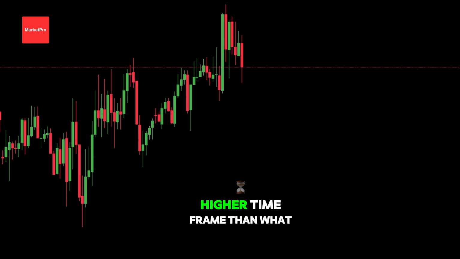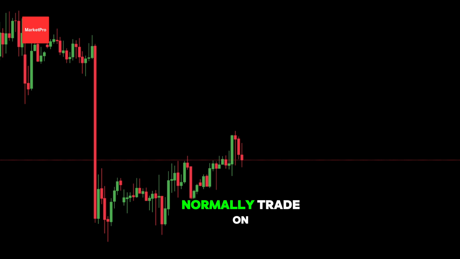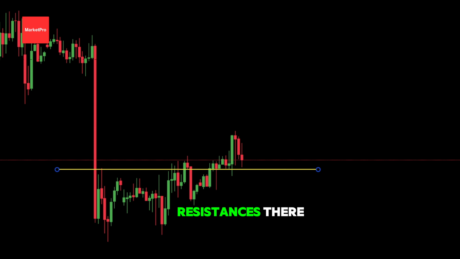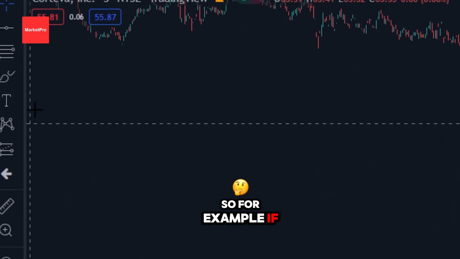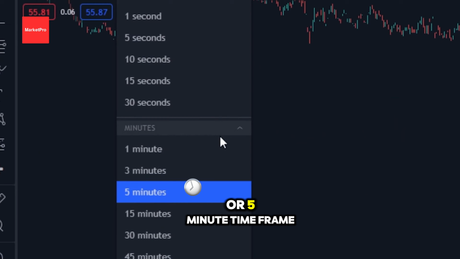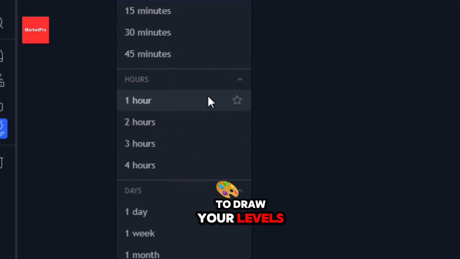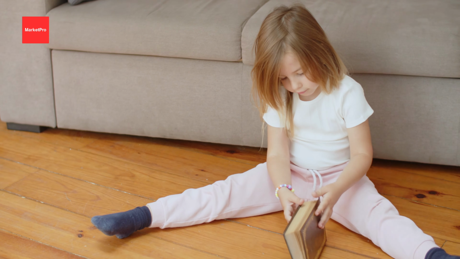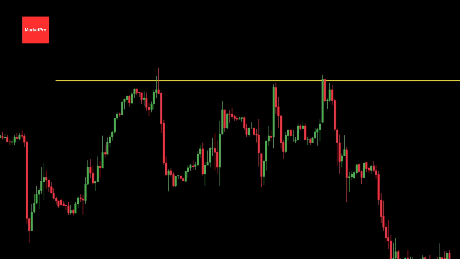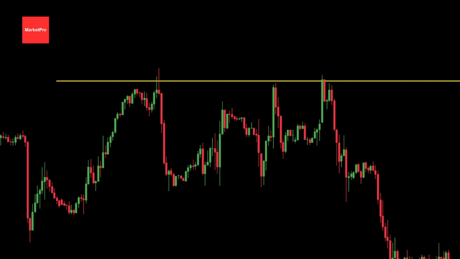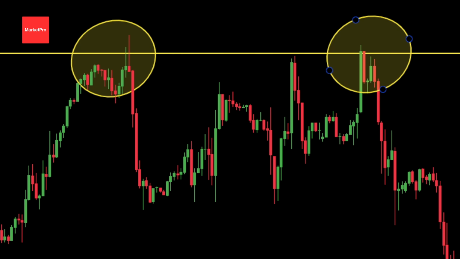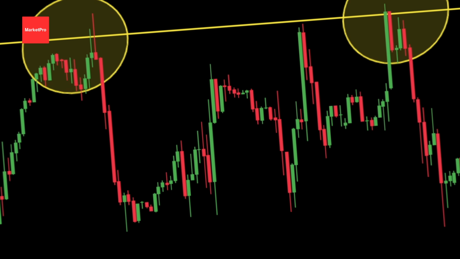This is where you go on a higher time frame than what you would normally trade on and draw your support and resistances there. So for example, if you're day trading on the 1 minute or 5 minute time frame, you should be going on the 1 hour time frame to draw your levels. There are a lot of reasons for this. The first reason is that support and resistances on higher time frames are more accurate, and price respects them a lot more. So you won't get as many false breakouts. Nobody likes false breakouts.